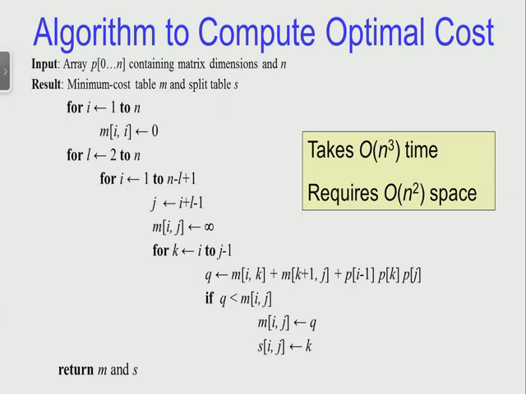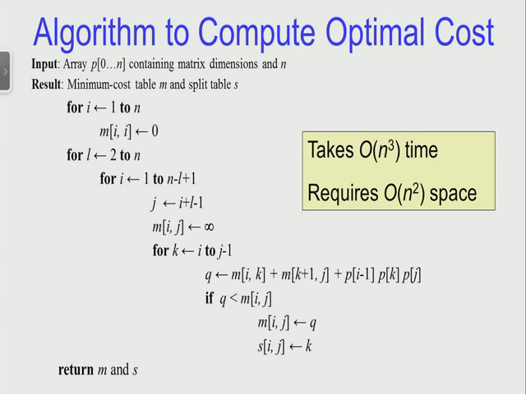The innermost for loop is the loop that implements the recurrence that we have written to formulate the value of m of i comma j. The way this is done is to iterate over all the possible values of k starting from i to j minus 1, and the value q is computed as m of i comma k plus m of k plus 1 comma j plus p of i minus 1 multiplied by p of k multiplied by p of j.